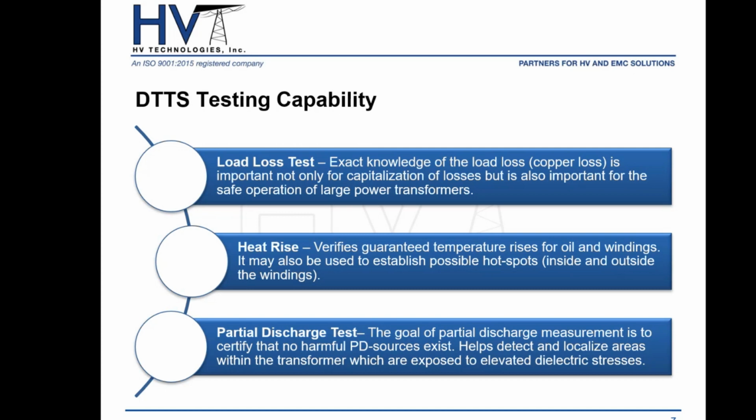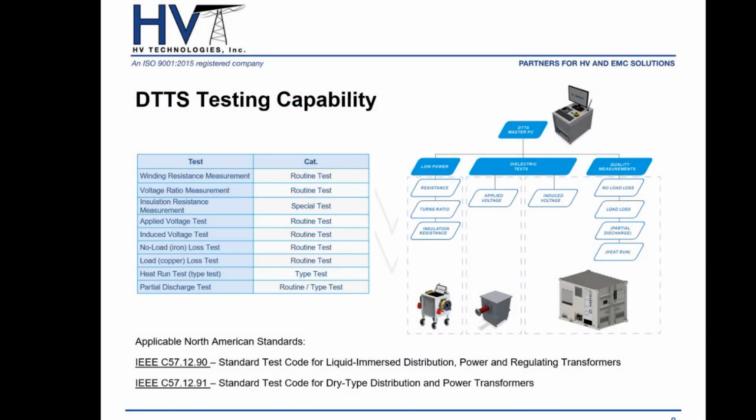Also, as options, you can do a heat rise, which will guarantee your temperature rises for your oil and your windings, and even do partial discharge testing. So partial discharge testing on your transformer will help you localize areas within the transformer that are exposed to elevated dielectric stresses. So all of these tests can be done with the DTTS.